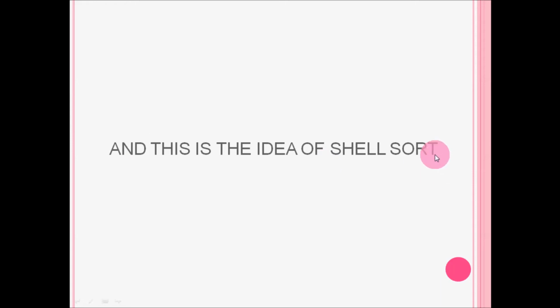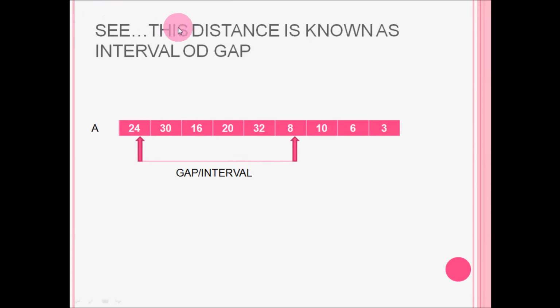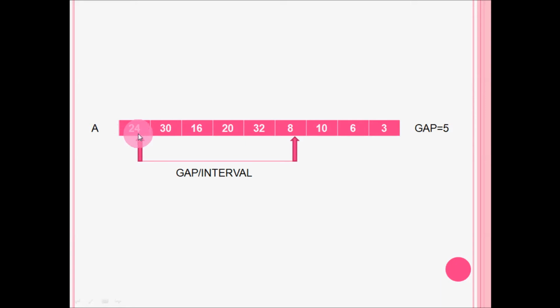And this is the idea of shell sort. That's why previously I said that shell sort is the extension of insertion sort. This distance that we use to swap two items is known as the interval or gap. Here, what gap have I taken to swap these two elements? 8 from 24 is 1, 2, 3, 4, 5. That's why the gap is 5 here.